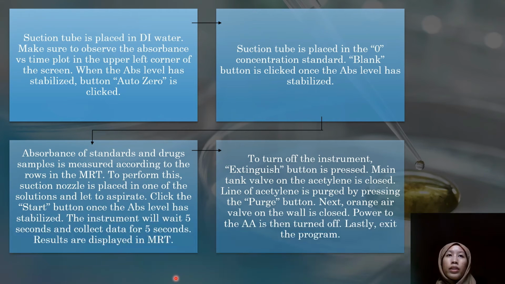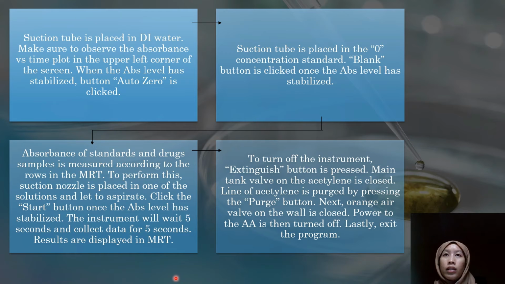Next, absorbance of the standard solutions and the drug sample is measured according to the rows in the MRT. To perform this, you put the suction nozzle in one of the solutions and let it aspirate. Click the Start button once you see the absorbance level has stabilized. Then the instrument will start after 5 seconds. We will wait 5 seconds, and after that it will collect data for another 5 seconds. The results can be seen in the MRT.